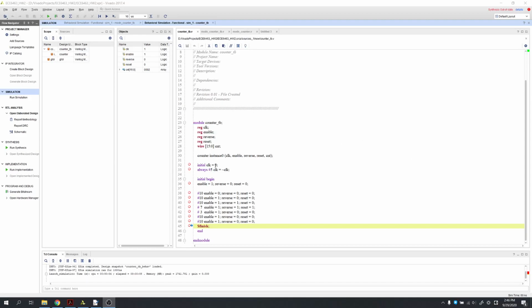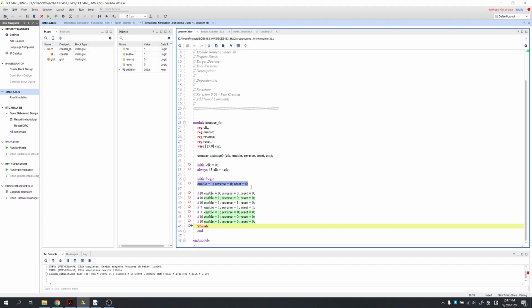Here's the test bench of part 1 of the homework. I designed the test bench so that at the beginning the counter is enabled, and after 10 nanoseconds the counter is turned off, and after 10 nanoseconds the counter is enabled again, and after 10 nanoseconds this counter changes from the up counter to the down counter, and after 7 nanoseconds the counter is reset to 0.